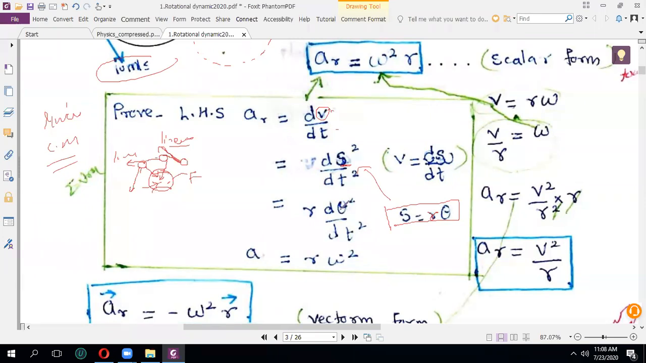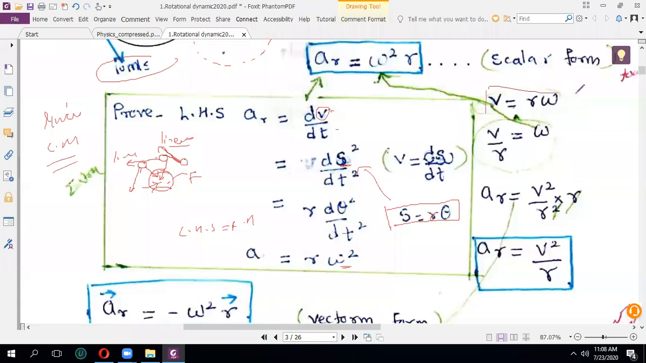We know that change in distance upon time is called velocity. Here, change in angular distance upon time is nothing but angular velocity. So what we are getting, left-hand side is equal to right-hand side: a is equal to r omega square. Understood?